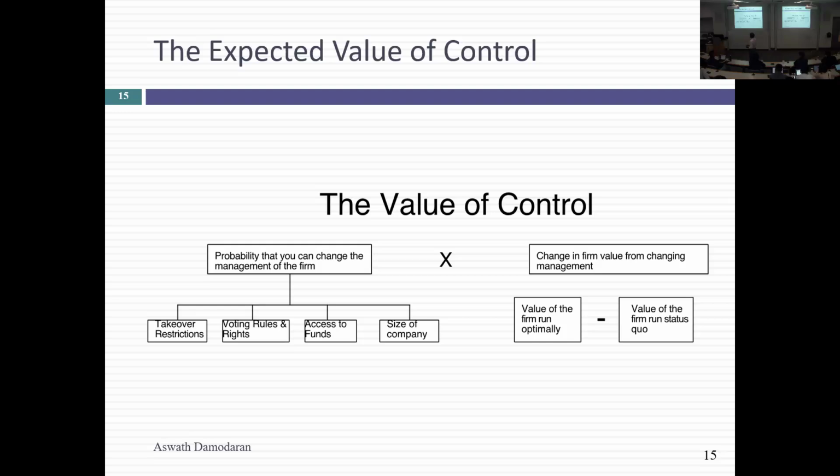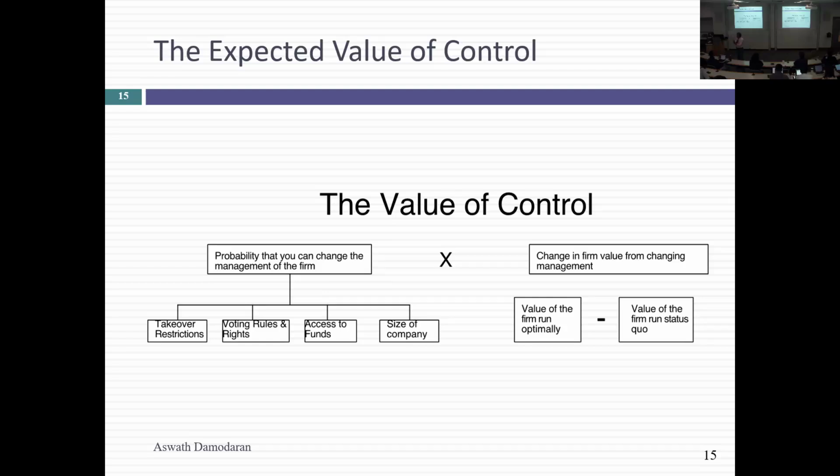The value of control is the difference between the value of the firm run optimally, and optimally, I'm using the word loosely because who knows what optimal is, run differently and better, versus the value of the company run as is. So if your company is already perfectly managed and perfectly run, the value of control goes to zero. But if your company is badly managed and badly run, you will get a value of control.